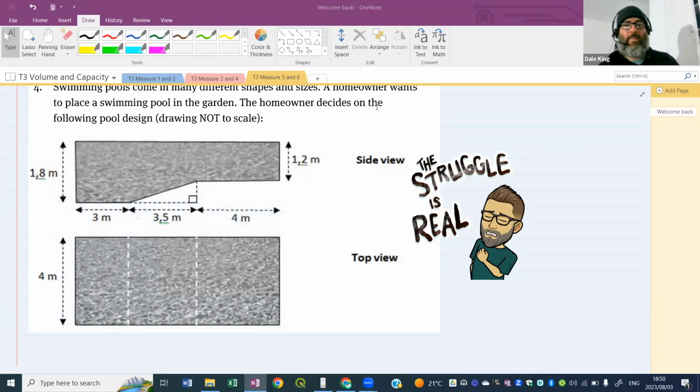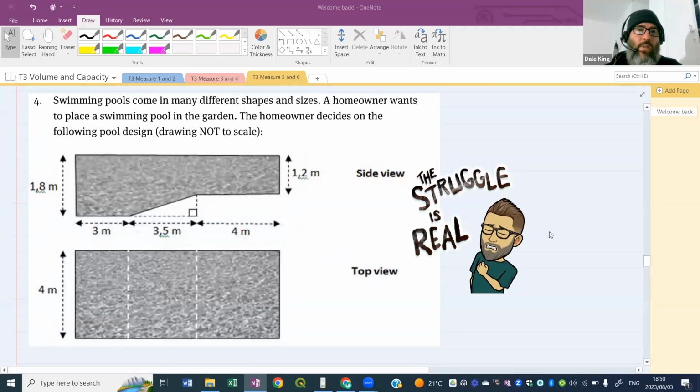Okay, guys, we've got one more question left. It's a challenge. The struggle is real. All right, I hope you're ready for this one. I'm going to read it. It says, swimming pools come in many different shapes and sizes. A homeowner wants to place a swimming pool in the garden. The homeowner decides on the following pool design. Just remember that the drawing's not to scale.